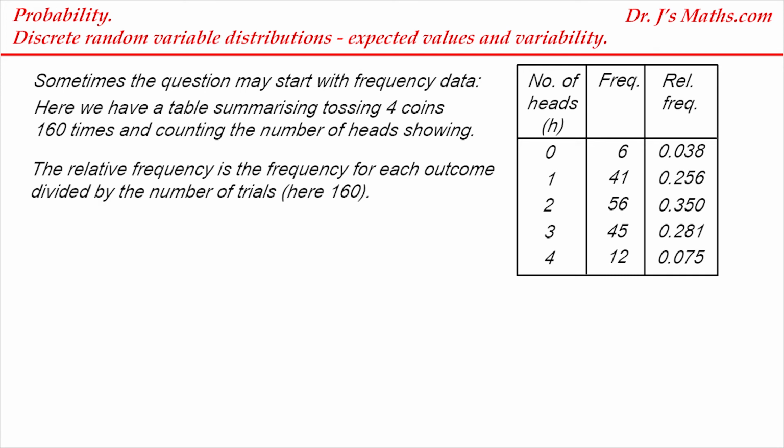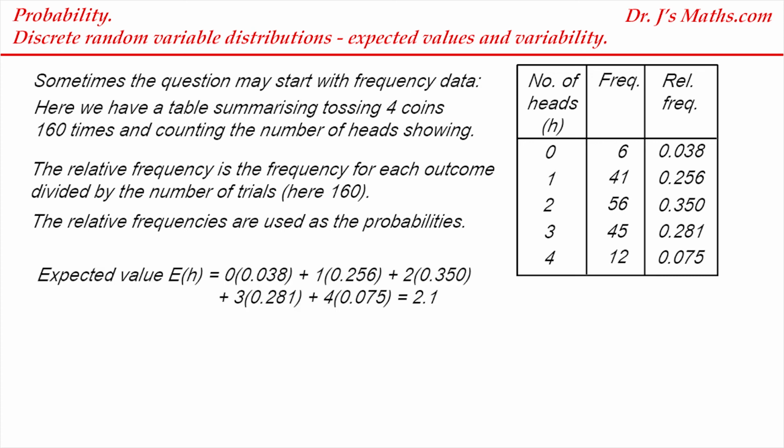We now calculate the relative frequency, and that is the frequency for each outcome divided by the number of trials, here 160. So 6 divided by 160 is 0.038. 45 divided by 160 is 0.281, and so forth. So these relative frequencies are now going to be used as the probabilities.